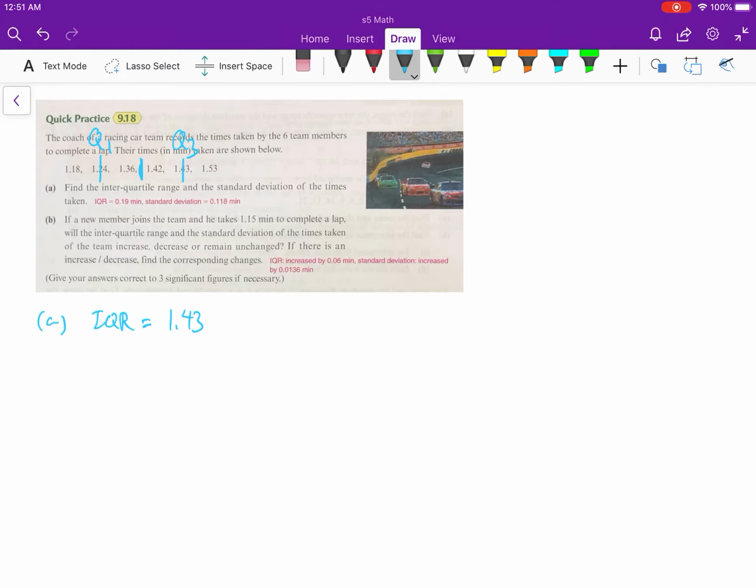So we first get the IQR, and we cut the 6 data into half, right? Then 1.43 is the Q3, and 1.24 is the Q1. So we get 0.19 minutes for the IQR. And for the SD, you just use the calculator again. You get this answer. But here we reserve more digits as we need that in part B.